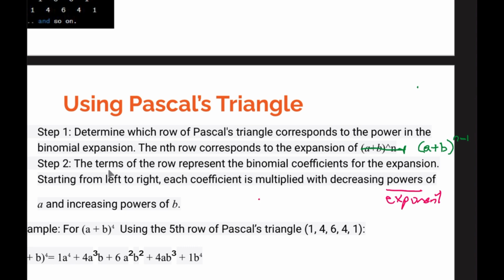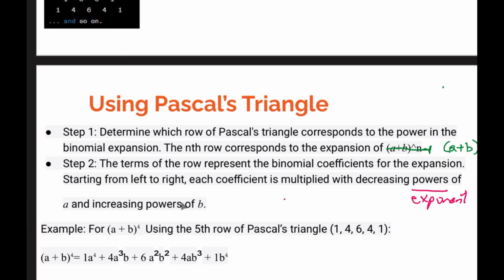Then step 2 is the terms in the rows represent the binomial coefficients, right? So if you have 1, 2, 1, that will be the binomial coefficients on the power 2, and 1, 3, 3, 1 would be the binomial coefficients on the power 3, and so on. Each of these coefficients is multiplied with decreasing powers of the exponent a and increasing powers of the exponent b.